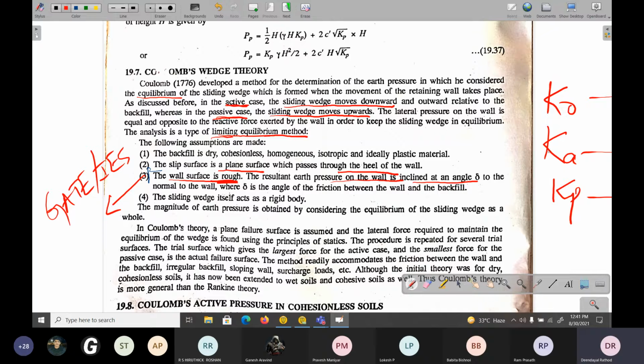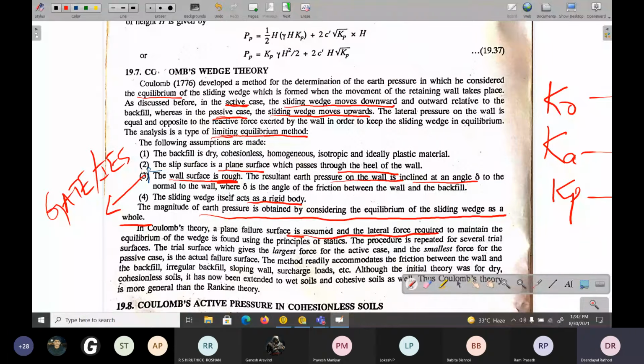The sliding wedge itself acts as a rigid body. And we can apply our static equilibrium conditions like we have done in engineering mechanics. The same thing we can apply and find out the active pressure on the wall. So the magnitude of the earth pressure is obtained by considering the equilibrium of the sliding wedge as a whole. In Coulomb's theory, a failure plane surface is assumed and the lateral force required to maintain equilibrium is found.